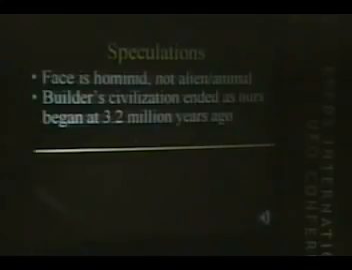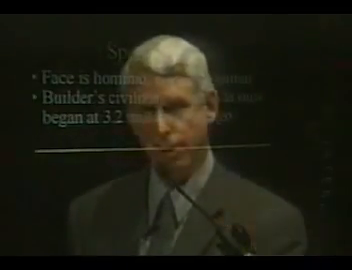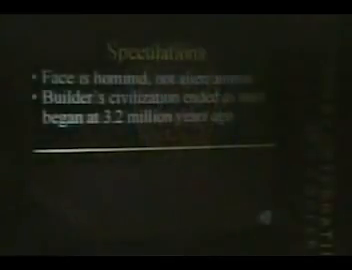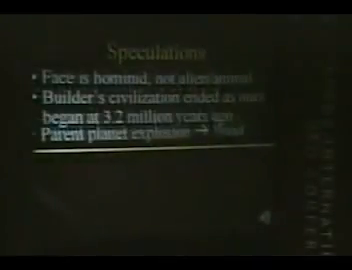There have been some speculative findings older than that, but there's a lot of argument that they're really just ape and don't bridge the gap to humanoid. So as nearly as we can date our humanoid line, our origins, we began 3.2 million years ago. As nearly as we can date the builder civilization, it ended 3.2 million years ago.